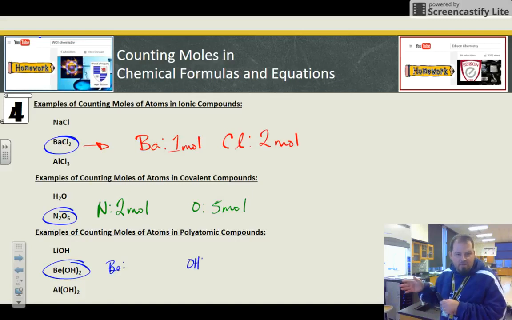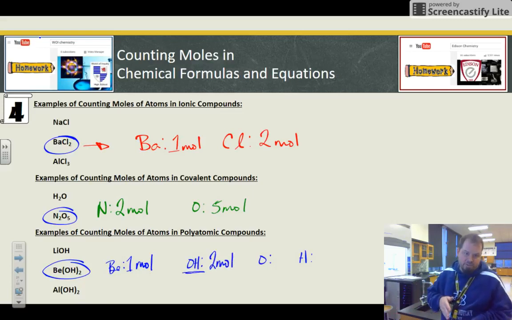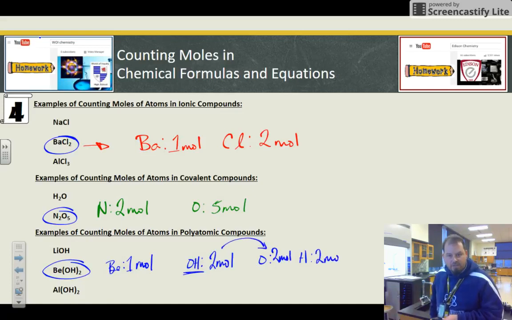Next one, now we get some subscripts, so this one's a little crazy. We are going to separate the O's and the H's out just so you can see how many of them there are. There is nothing behind the Be, so we're going to say 1. There are 2 moles of OH, which is hydroxide. When I distribute, because there's 1 O and 1 H, there are 2 of each: 2 moles of oxygen, 2 moles of hydrogen.